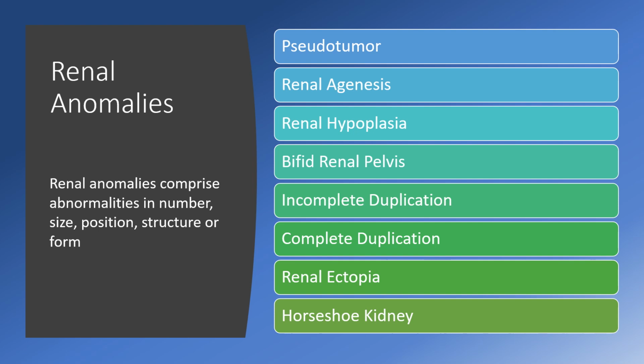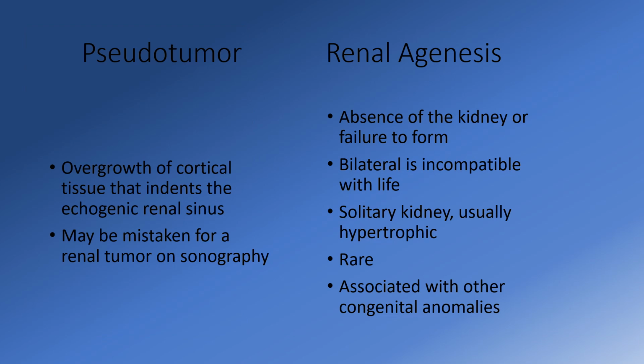One of them that we're not going to talk about, that you want to be aware of, is also the cake kidney. We're going to cover a couple of these on each slide just to keep the number of slides down. So pseudotumor, what you want to know about this is that it's an overgrowth of cortical tissue that indents the echogenic renal sinus. So it can be mistaken for a renal tumor on sonography. Another differential for this is going to be prominent column of Bertin. It's going to look very similar to that.